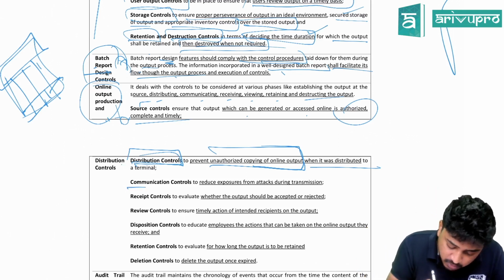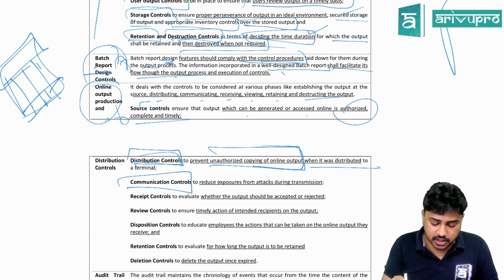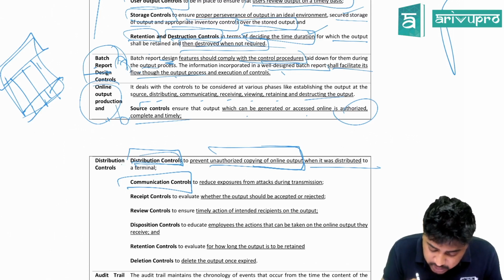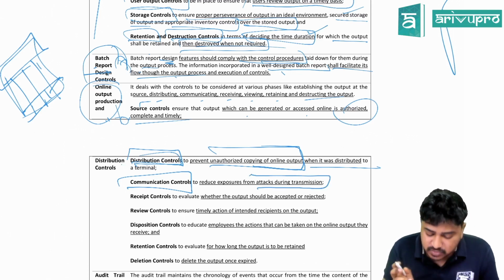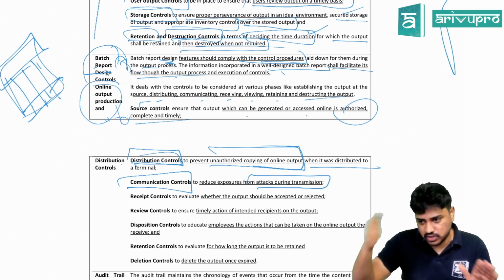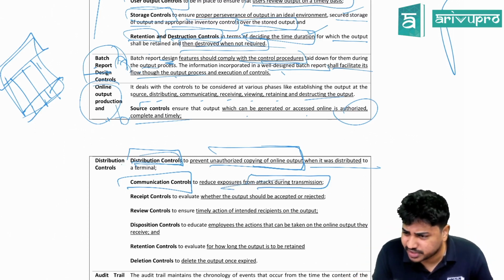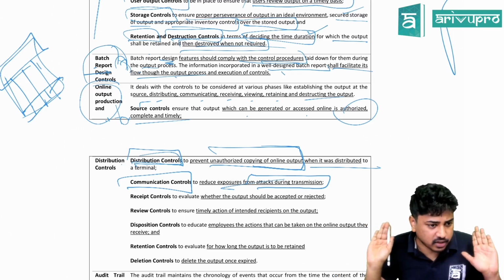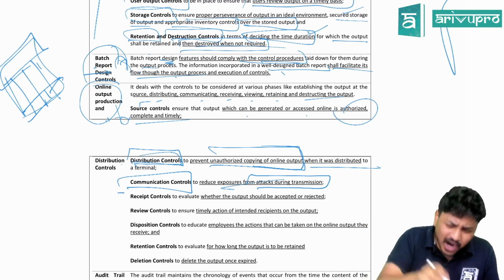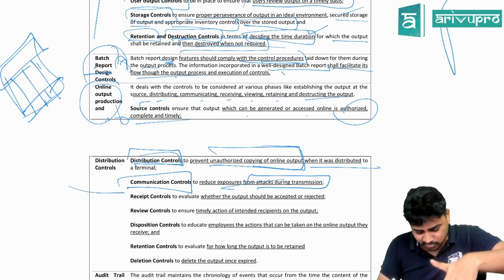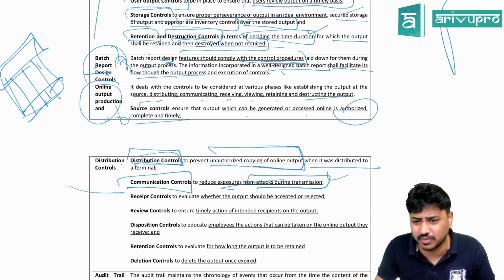Done. Communication control. What is communication control? To reduce exposure from attacks during transmission. Now, I am communicating from one device to another, so while transmitting, have controls. That is what it is. This is a part of communication, whatever we saw earlier; all those things will be coming here also.